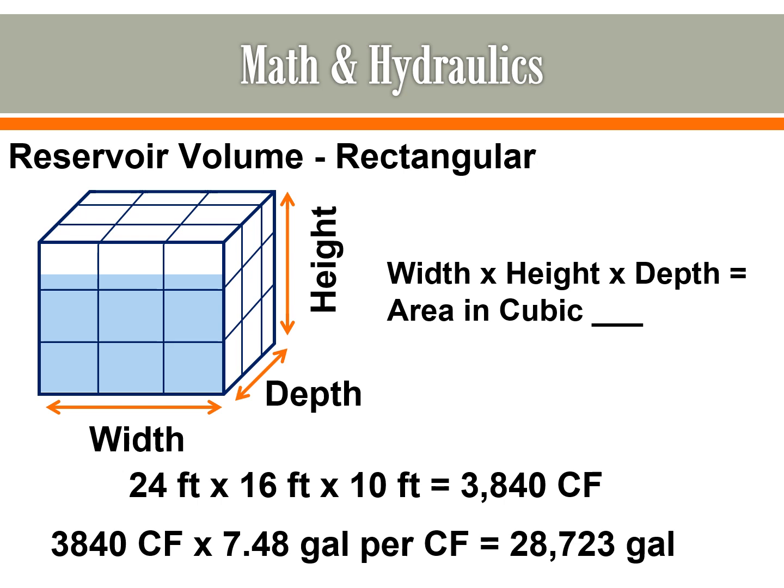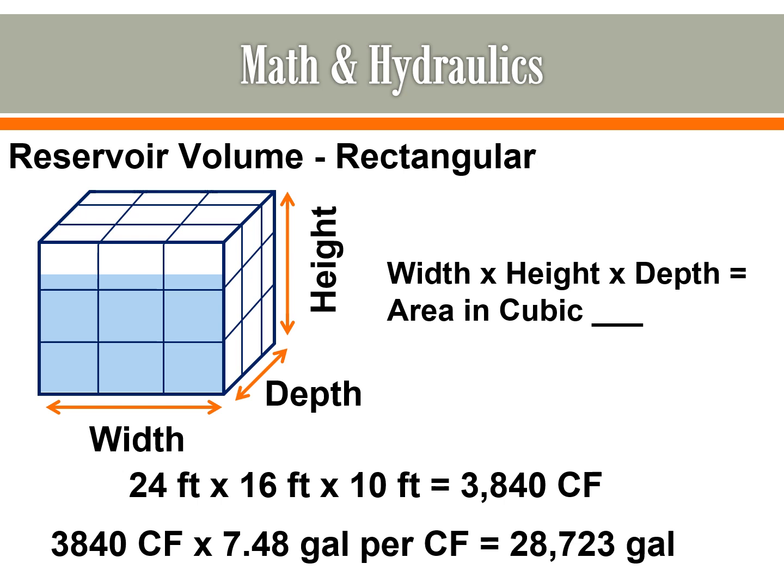So let's say you have a reservoir that is rectangular. Well, this one's actually pretty much a cube, but anyway, you would multiply width times height times depth, and that would give you your area in cubic, whatever, inches, feet, miles, however large that is, right? So you want to make sure you pay attention to what the unit of measurement is that they're asking for. So, in the example here, 24 times 16 times 10, you're going to get 3,840 cubic feet, right? Because feet times feet times feet equals cubic feet.